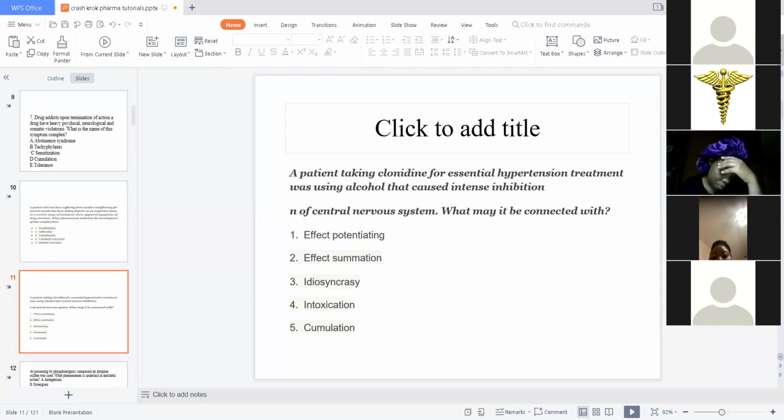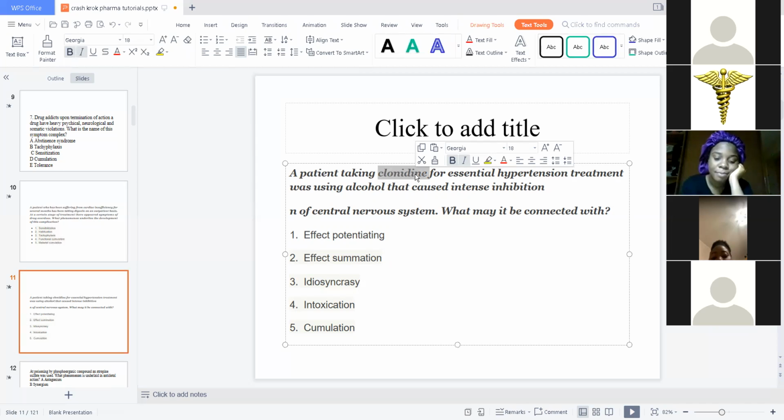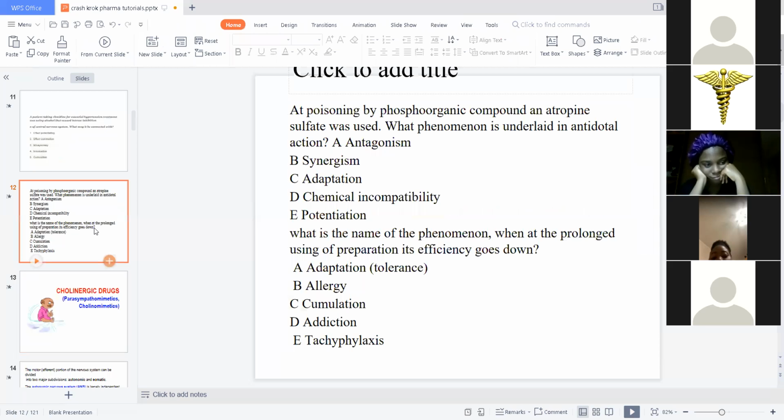So why is this the correct answer? We can see here the person is taking clonidine for hypertension, and then the person takes alcohol. So alcohol increases the effect of clonidine. I remember we said potentiation occurs when you take two drugs and one drug increases the effect of the other drug. So in this case, the answer is potentiation. Do you understand? Yes, thank you. Okay.